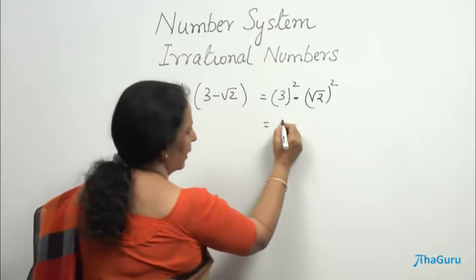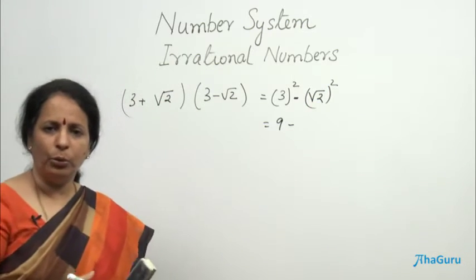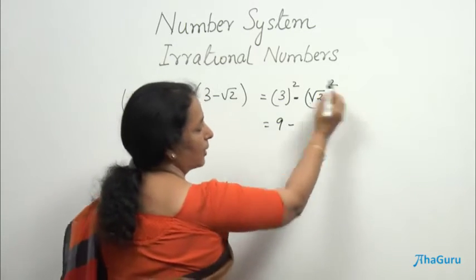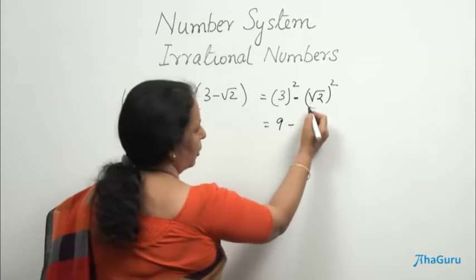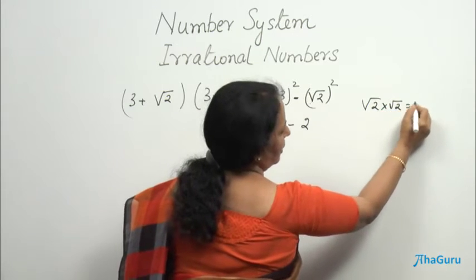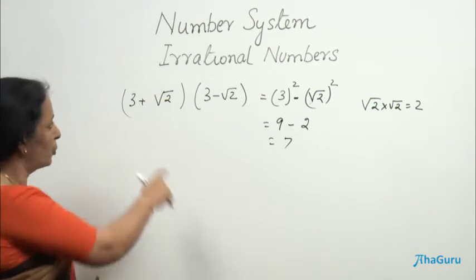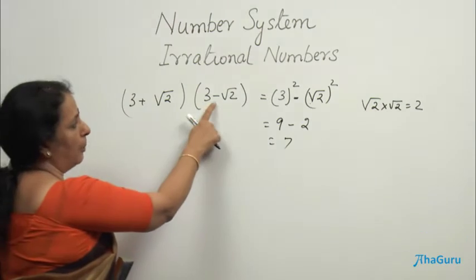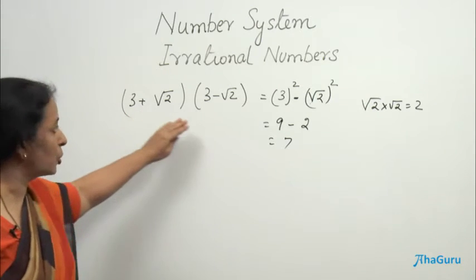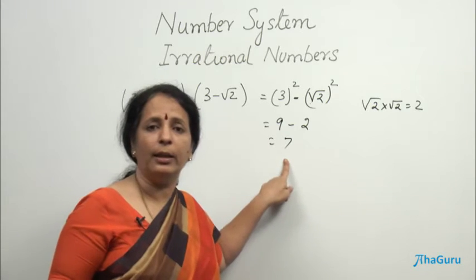And what do I get here? 9. And what is this? Root 2 square. Once you are finding root, the other time you are just doing the opposite of root, which is square. So, they just cancel out each other, and you will get 2. What does it mean actually? Root 2 into root 2, nothing special, which is 2. So, that is why I have written 2. What do you get? 7. So, 3 plus root 2 into 3 minus root 2 has actually given me 7, which is a rational number. So, even though these two are irrational, the multiplication of these two irrational numbers is actually a rational number.